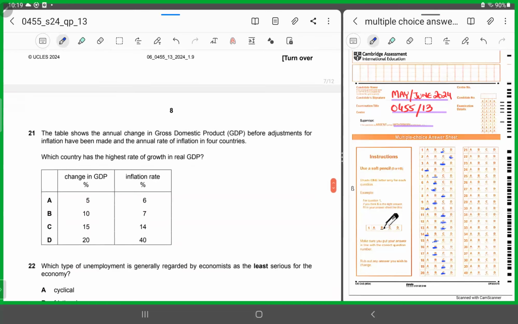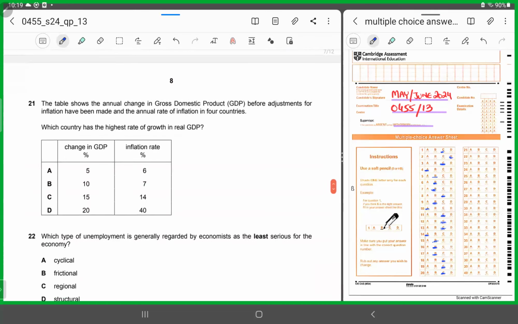Number 21. Number 21 says the table shows the annual change in the GDP before adjustments for inflation have been made and the annual rate of inflation in 4 countries. So now A, B, C, D are 4 countries. The first column shows you the change in GDP. The second talks about the inflation rate percentage. Now they're showing you the change in GDP and they're showing the inflation rate.